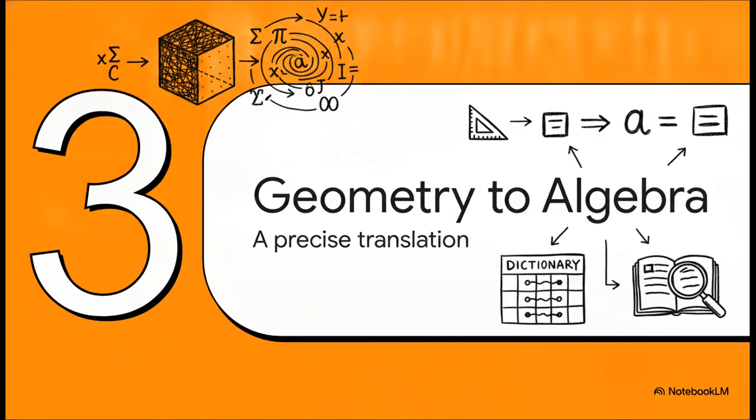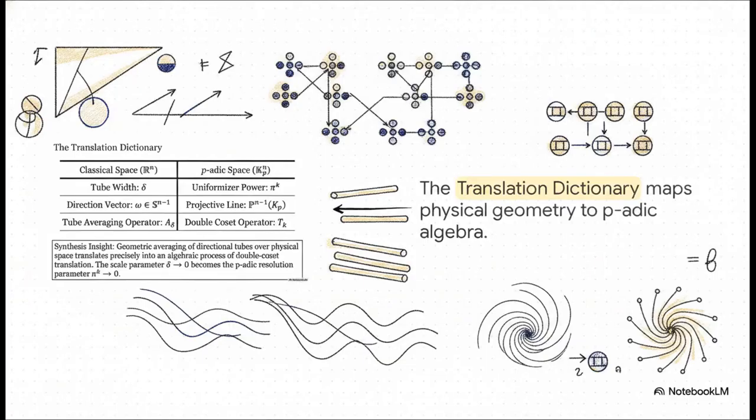Let's lay out a precise translation dictionary for this. This right here is where the absolute mathematical magic happens. It's a direct translation from physical geometry straight into p-adic algebra. A physical direction vector in classical space literally becomes a projective line in p-adic space. And remember that really messy Kakeya tube averaging operator we looked at a minute ago? Well, it maps perfectly to a discrete double coset operator.